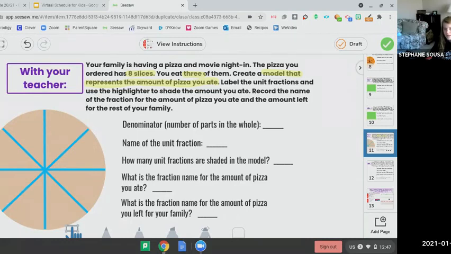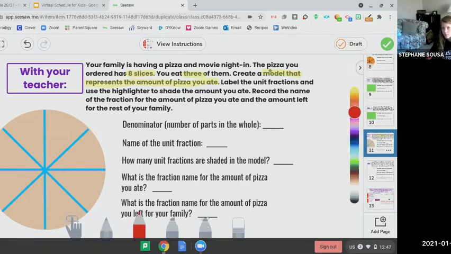There are my 8 pieces. So step 1, it said create a model that represents the amount of pizza you ate. Well, I have a model, but I haven't shown that I have eaten 3 of them. So I've got to shade 3 of these pieces. So I'm going to get my highlighter. I'm going to make it red to look like some pizza sauce. And I'm going to color 3 pieces or shade 3 pieces.